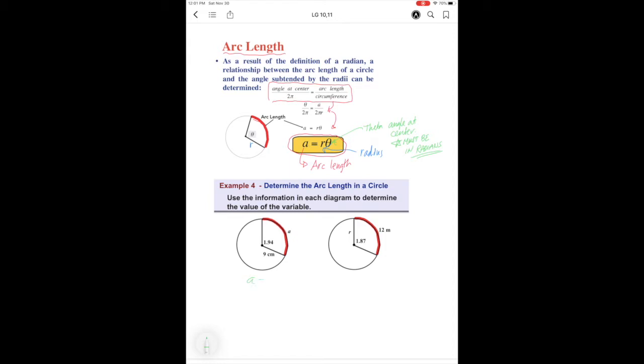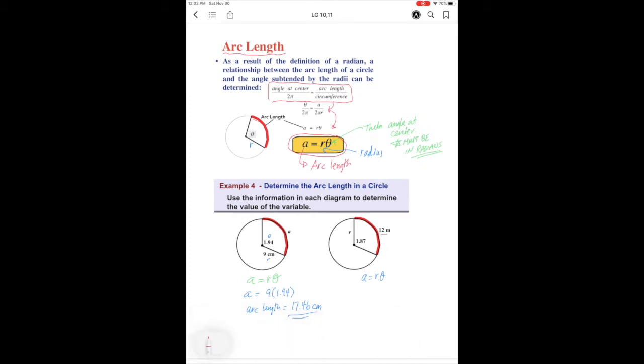Okay, so let's look at this formula. So we have A equals R theta. What do we know in this first question? Well, we know the radius and we know theta, so let's plug those in. We don't know arc length. So the radius is 9 and we're multiplying that by 1.94. If you get your calculator out and type that, the arc length equals 17.46 centimeters.